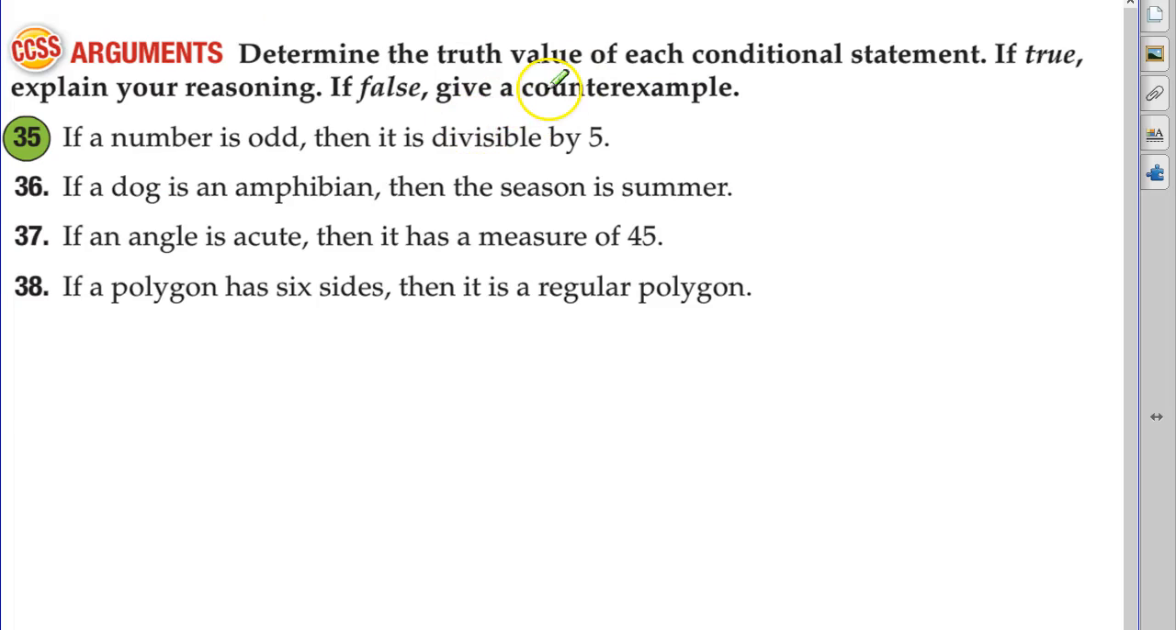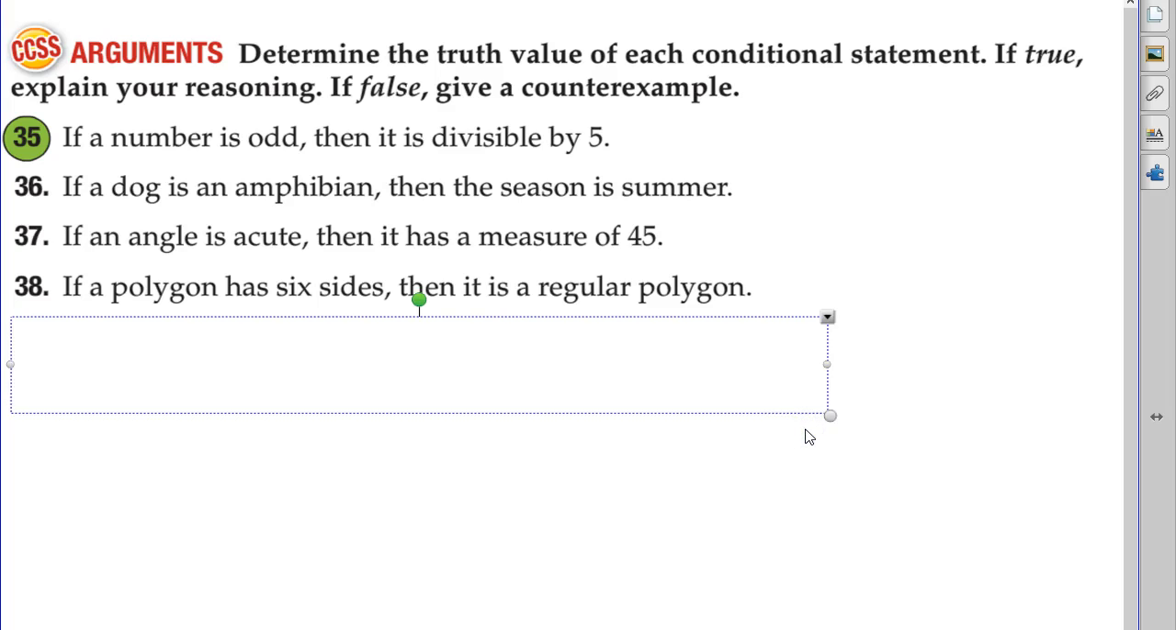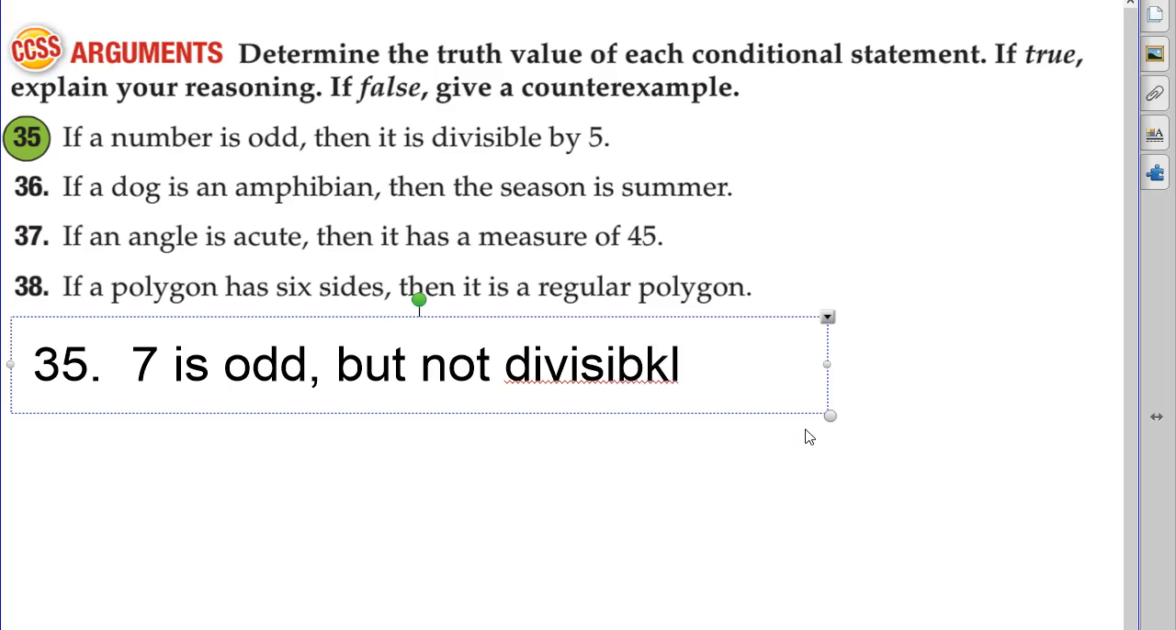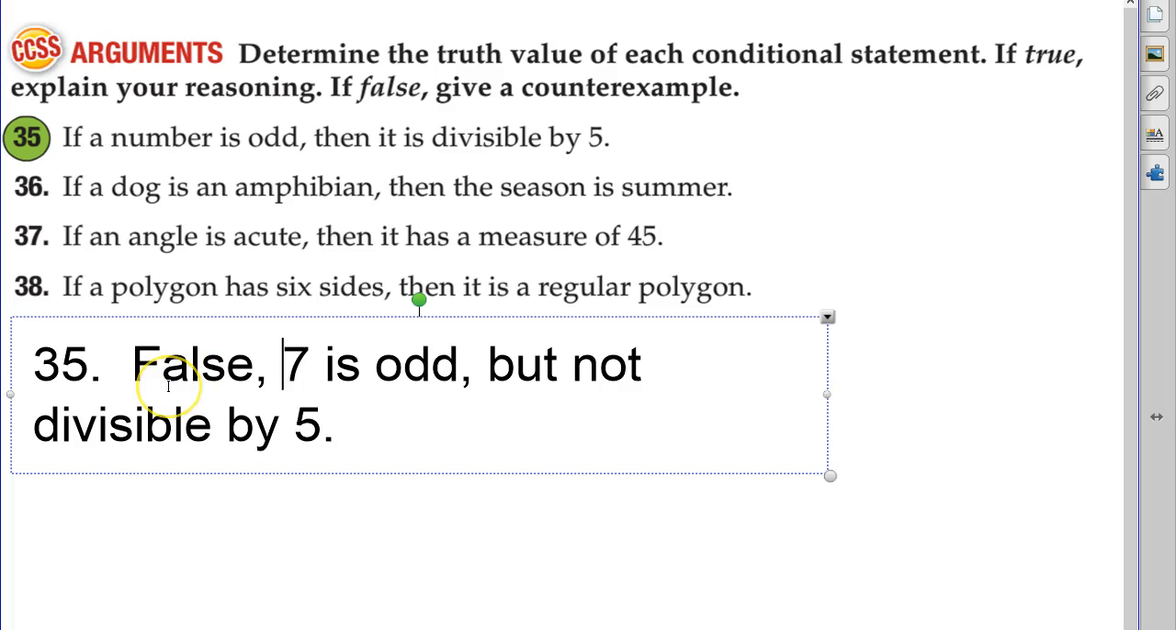Going through now, looking for false statements. If a number, like for instance 35, doesn't work, okay. If a number is odd, then it's divisible by 5. Well, here we go. 7 is odd, but not divisible by 35 or by 5. So that's an example of something that's false. We would say false, 7 is odd, but is not divisible by 5.